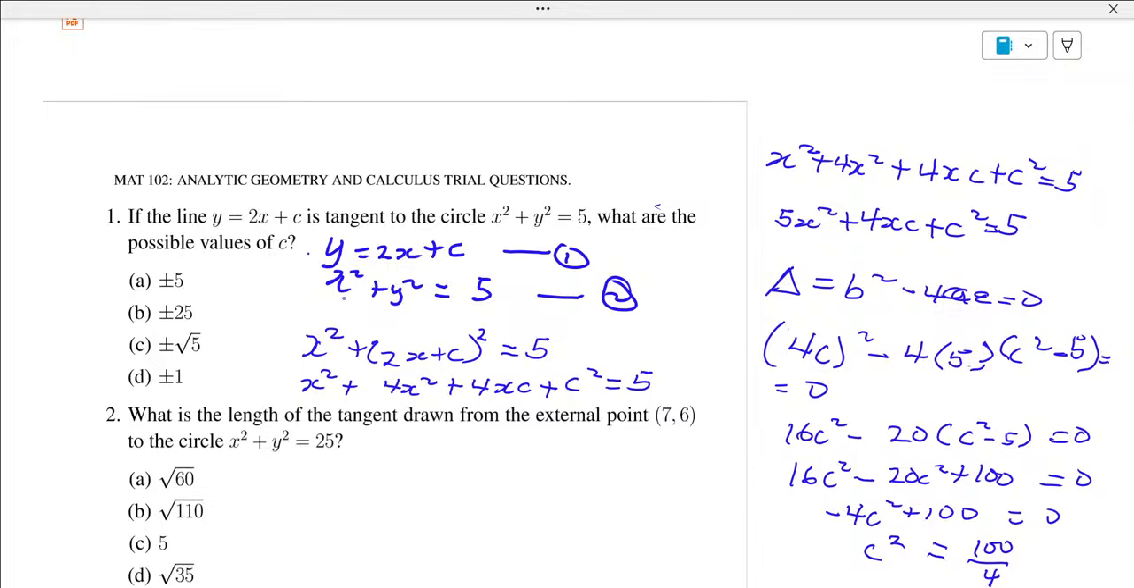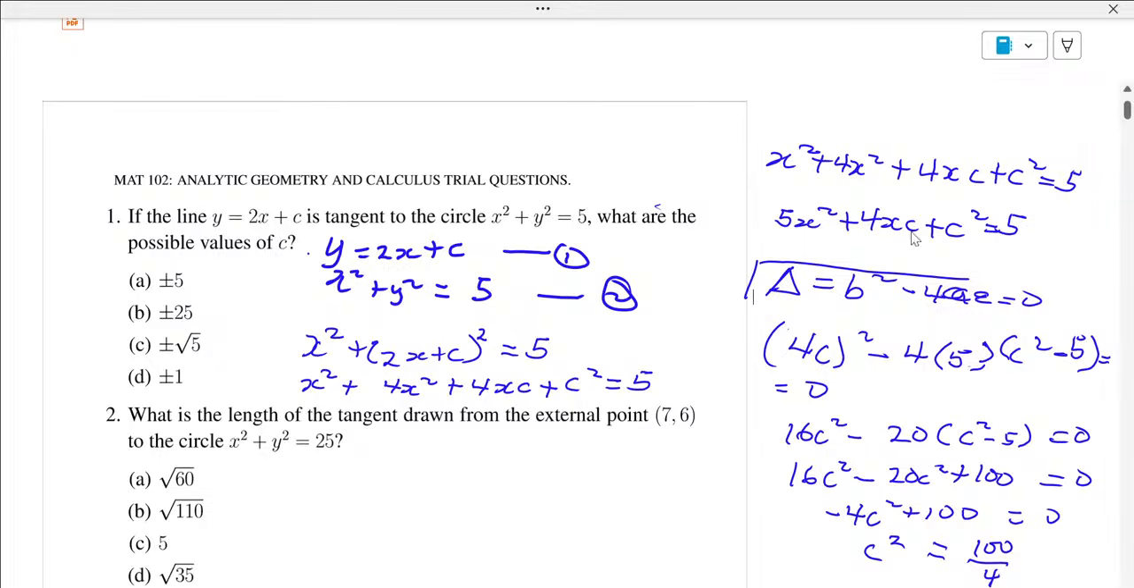So this is a simple question given to us, but our ability to think around what we have learned will help us solve it. In simple terms, we solve these two equations simultaneously, and after that, we use the discriminant, that is b squared minus 4ac. Because if the line is tangent to the circle, then the discriminant must be 0. So if it is 0, then we have c equal to plus or minus 5.